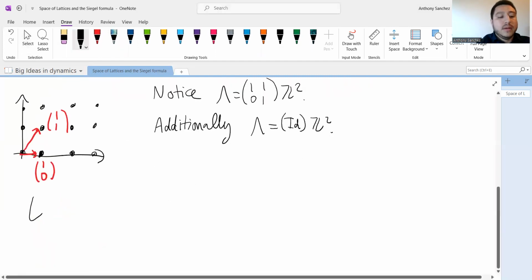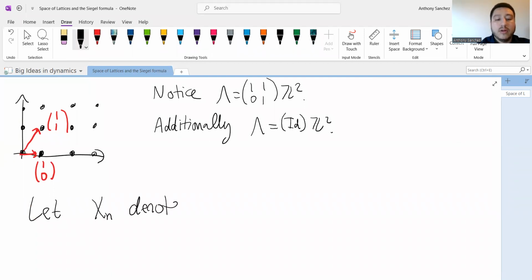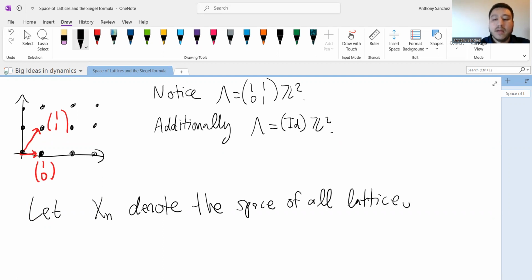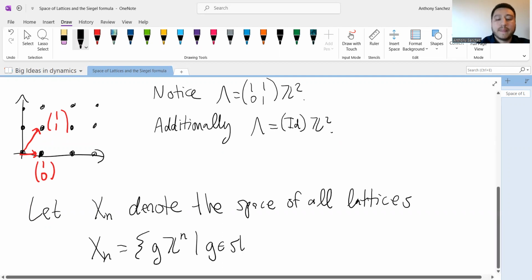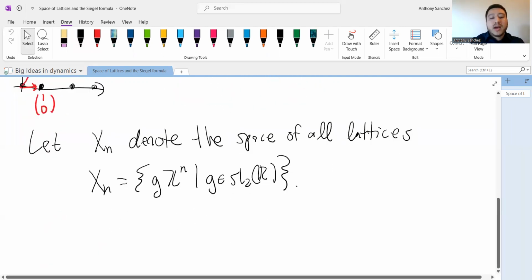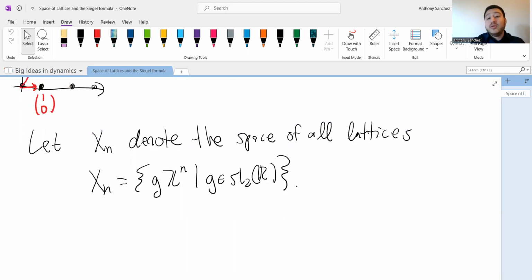So now let Xn denote the space of all of these unimodular lattices, the space of spaces. As a set, Xn is just sets of the form GZn, where G is inside of SLnR. This is a perfectly good description of this set. I want to point out, though, that we saw above there's some redundancy in this definition. Different G's may yield the exact same lattice. So how do we take care of this redundancy?